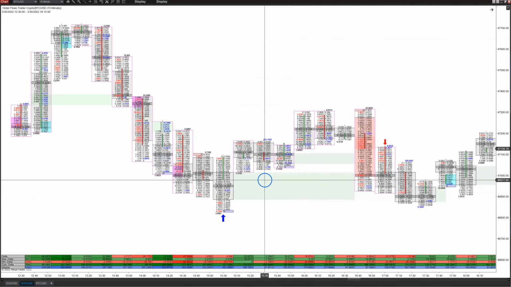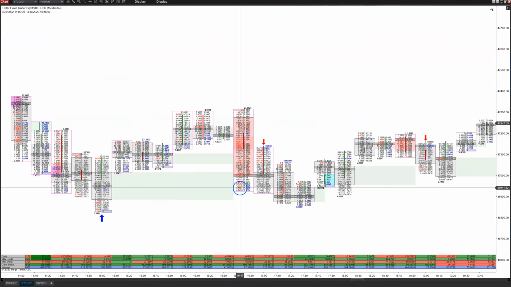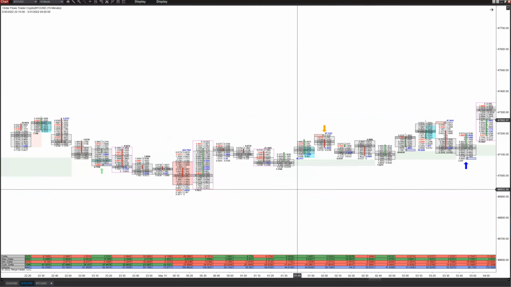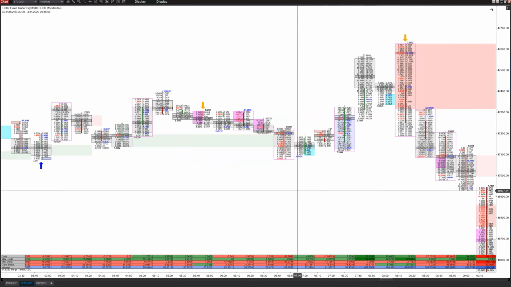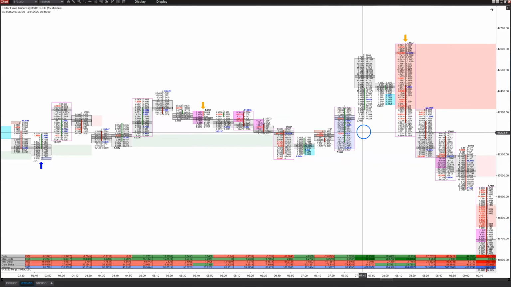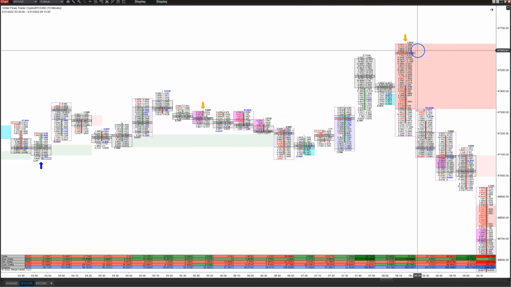And then we just start going sideways. You've got a support area drawn in here. You could just see how the market is going sideways for the next, what is that, almost half a day coming into the 31st. And on the 31st, again, we start making that move back all the way up to 47,700 again.